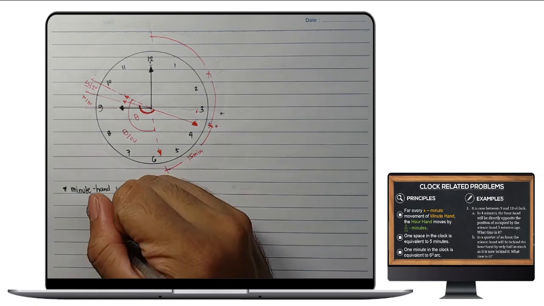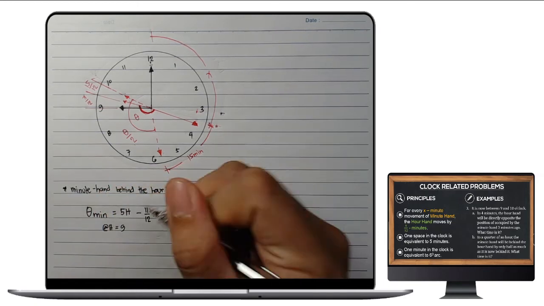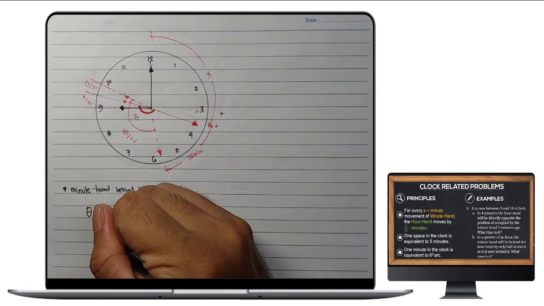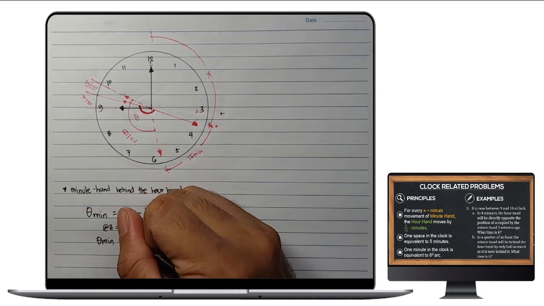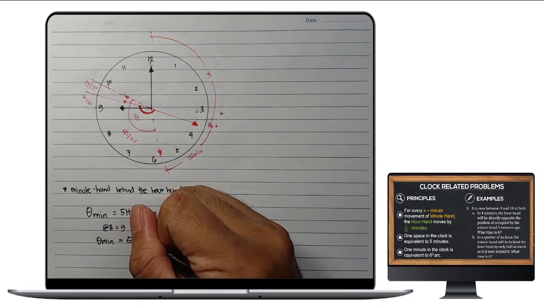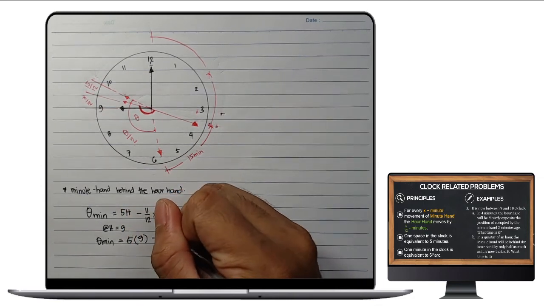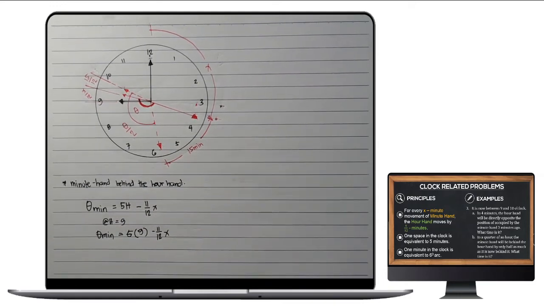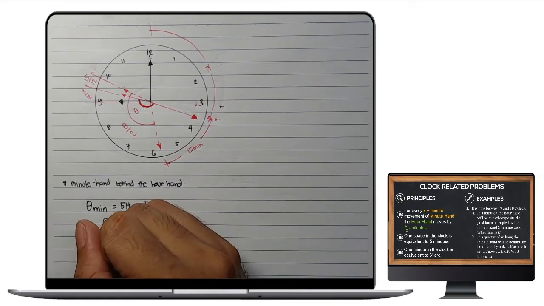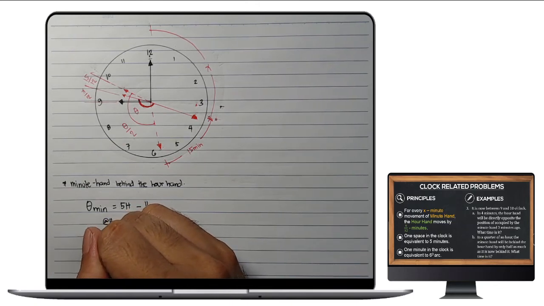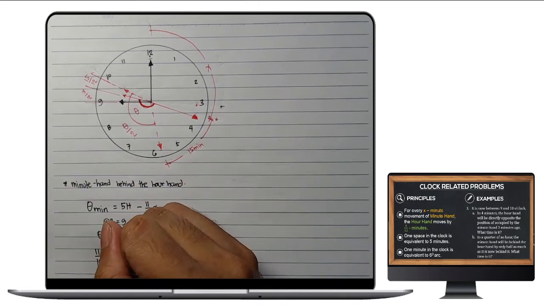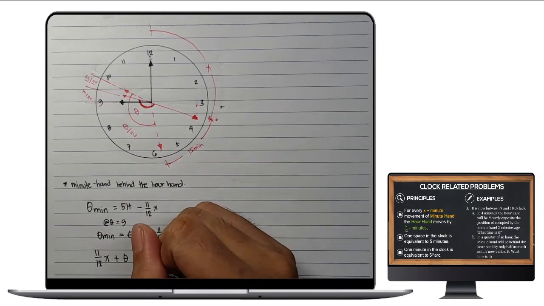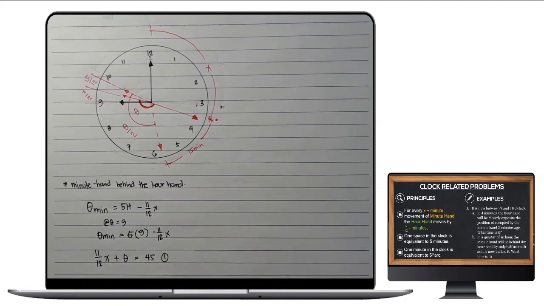So, at h natin is equal to 9. Therefore, theta in minutes is equal to 45. So I will present it as 5 times 9 minus 11 over 12x. So, patasin lang natin. Our first equation, we have 11 over 12x, tinranspose ko lang, plus theta. So, that is theta in minutes is equal to 5 times 9, which is 45. And let's call this equation 1.